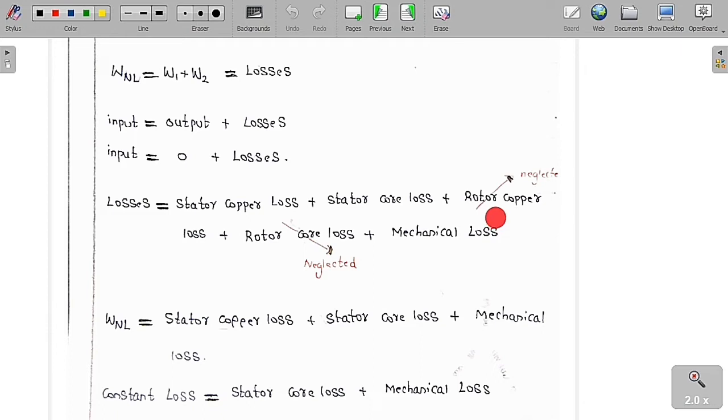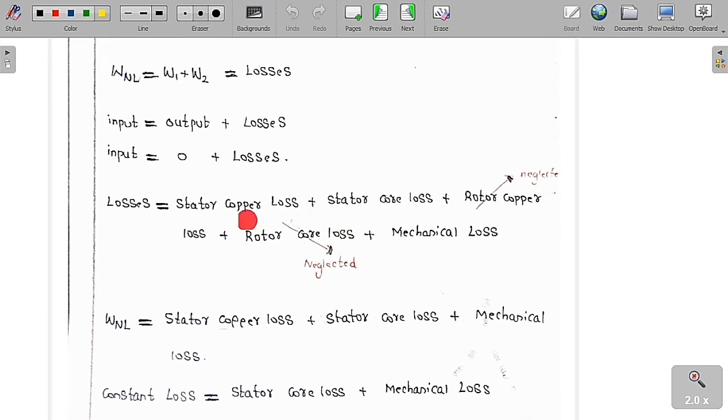As the slip itself is equal to 0, the induced voltage in the rotor, S into V2, is also 0. So the rotor current is also 0, and therefore the rotor copper loss is also 0. So we are going to neglect the rotor copper loss and also the rotor core loss.